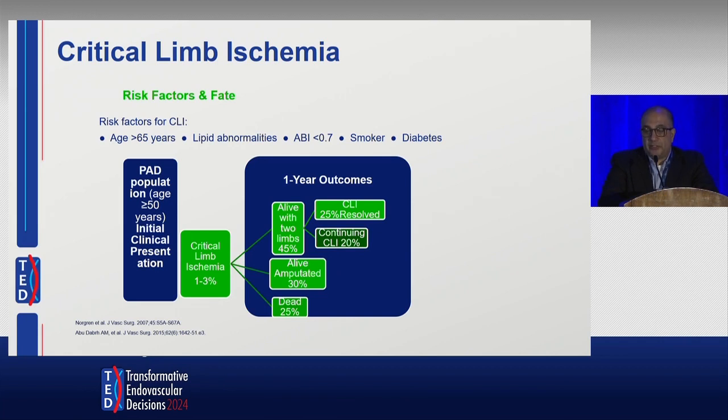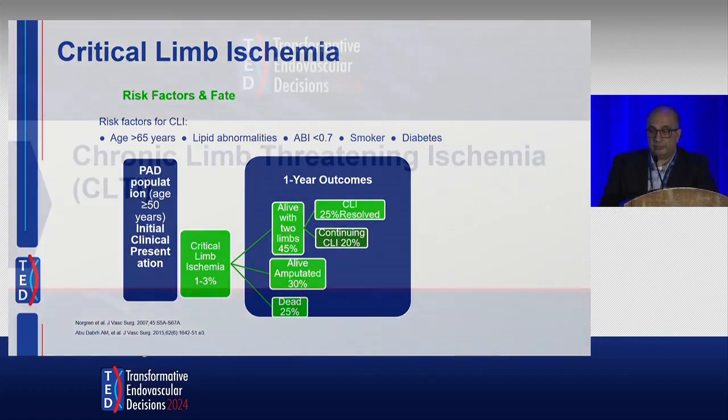Out of those patients who present with critical limb ischemia, at 1 year, 45% will be alive with 2 limbs, 30% will be alive with amputation, and 25% will be dead. Of those alive with 2 limbs, in 25% the CLI resolves, while 20% will have continuing CLI and wounds.